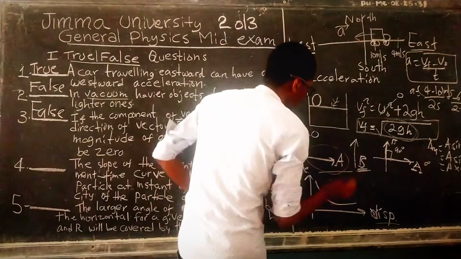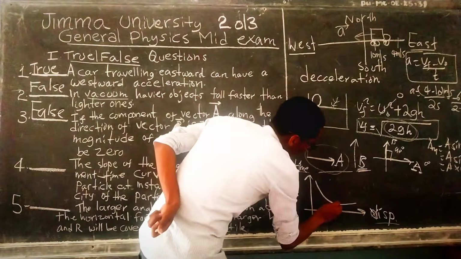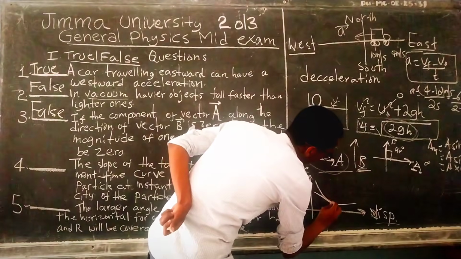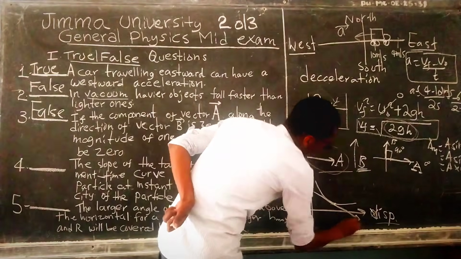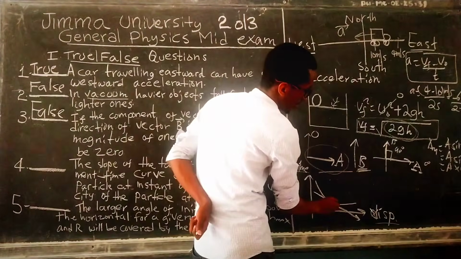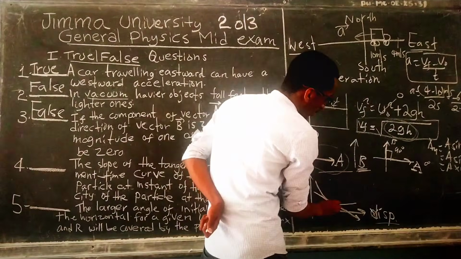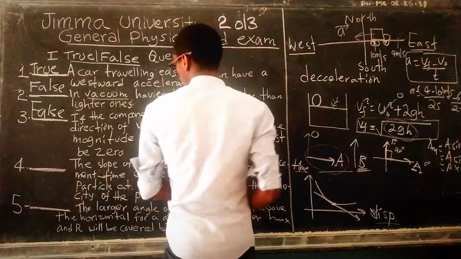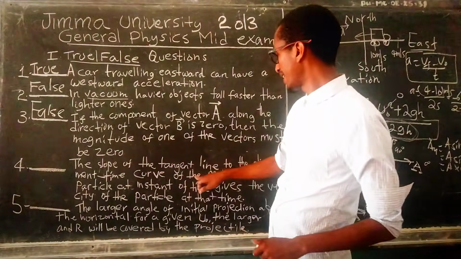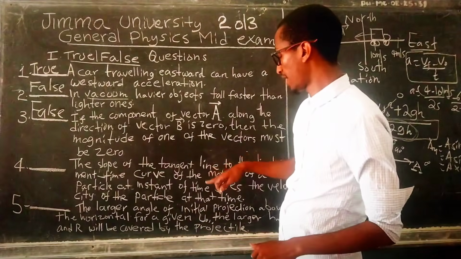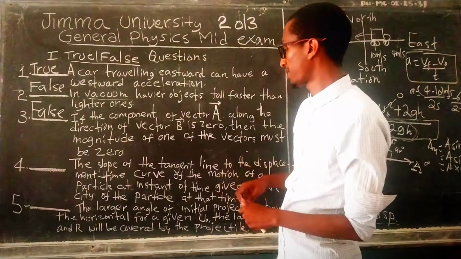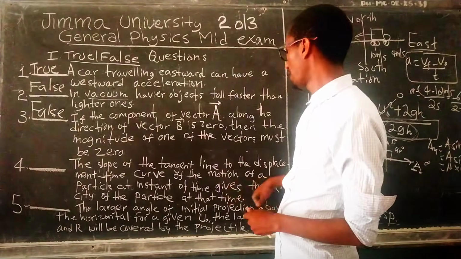So this is our tangent line, for example, this is our tangent line. So the tangent line touches the curve on one point. So the question says the slope of the tangent line to the displacement time curve of the motion of a particle at the instant of time gives the velocity.